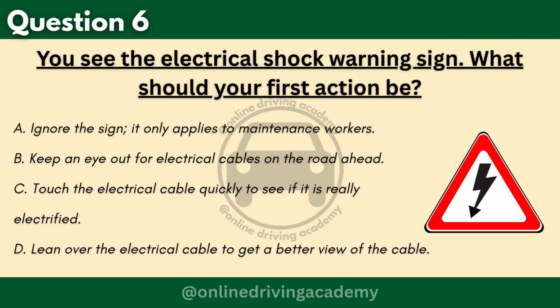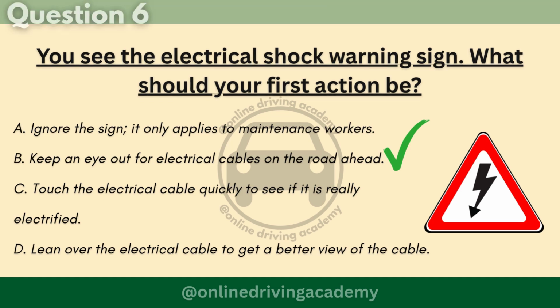Now the correct answer here is going to be option B, keep an eye out for electrical cables on the road ahead. Now option A tells us to ignore the sign. You can never ignore a road sign. The only time that you are allowed to ignore a road sign is if a traffic officer instructs you to do so, right? Now obviously with option C it says to touch the electrical cable. Obviously you cannot do that, you will get electrocuted. With option D it tells you to lean over the electrical cable. Again, that is dangerous, and obviously you're not allowed to stop your car on the road and get out. So the correct answer would be option B.